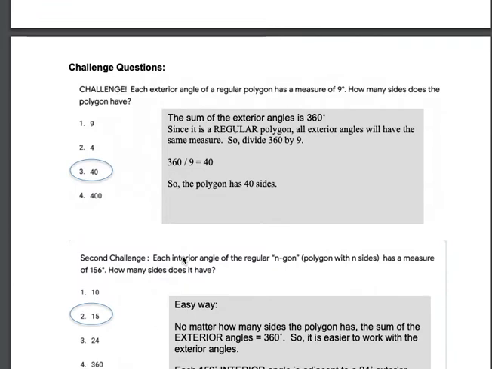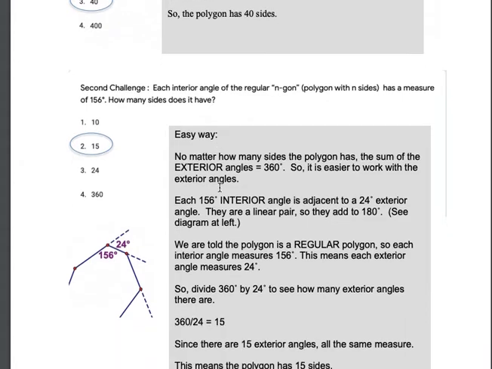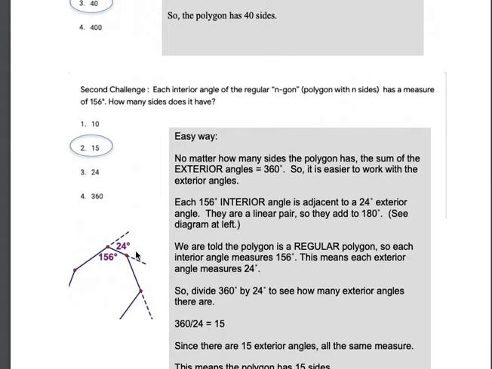The challenge questions: each exterior angle of a regular polygon has a measure of 9 degrees. So all I have to figure out is how many times 9 gives me a total of 360. So just take 360 and divide it by 9. You get 40 sides.